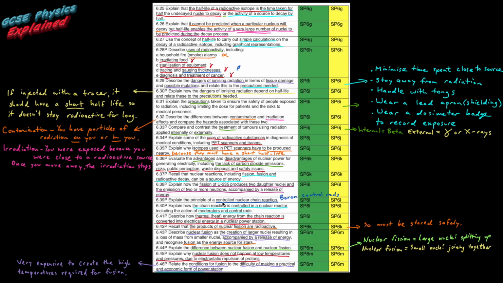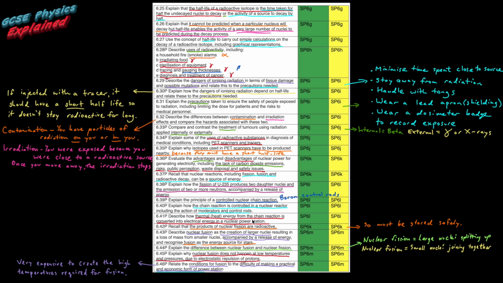Explain the principle of controlled nuclear chain reaction. Right, well, we control it by using boron control rods. Explain how the chain reaction is controlled in a nuclear reactor. Well, yeah, we use moderators and control rods.